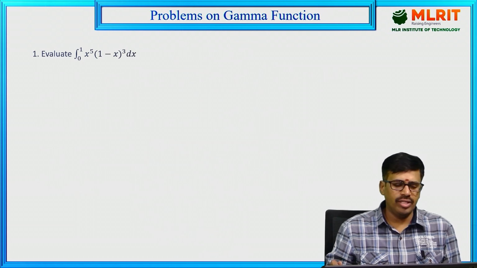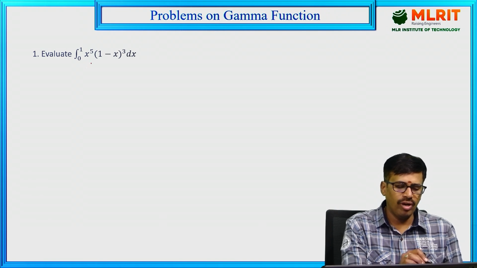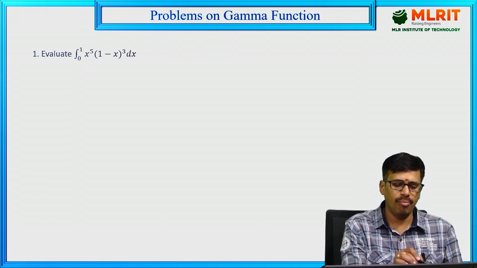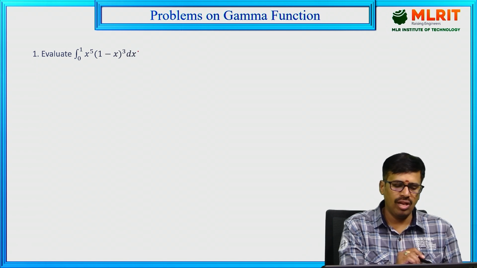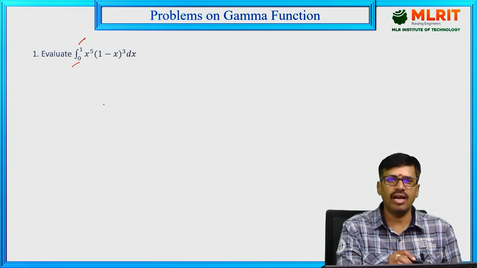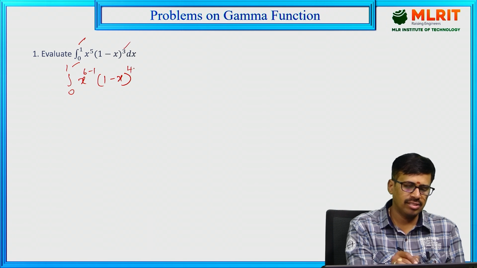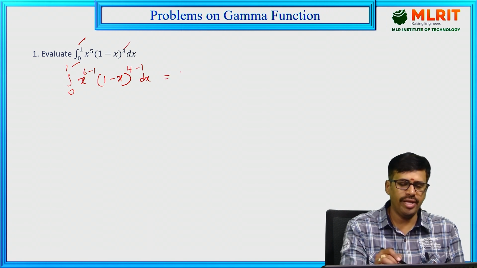Let us evaluate a small integral using the gamma function. Evaluate the integral from 0 to 1 of x power 5 into (1 minus x) whole power 3 dx. First of all, we can see the limits are 0 to 1, so we can convert this integral to the beta function. Then, using the gamma function, let us simplify or evaluate this. This integral can be written as x power, with 5 written as 6 minus 1, into (1 minus x) whole power, with 3 written as 4 minus 1, dx.